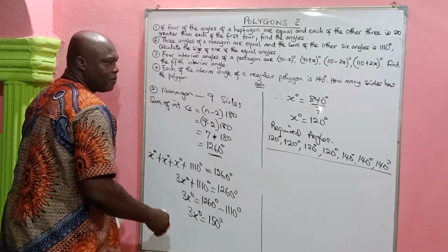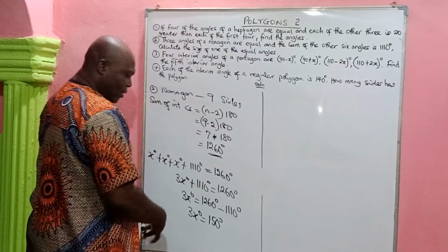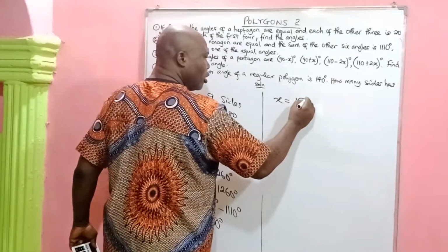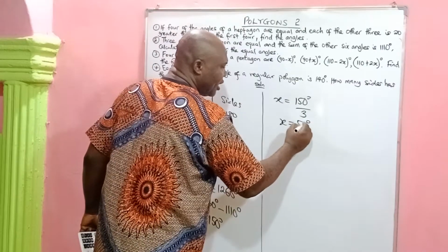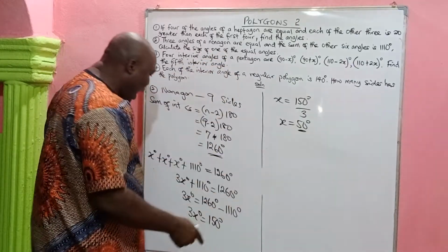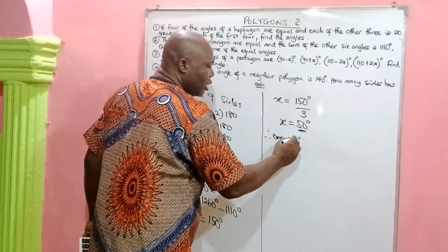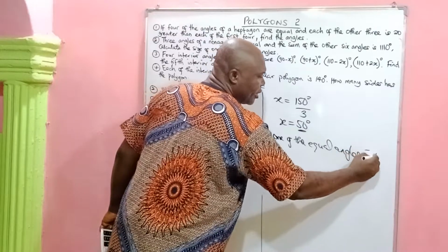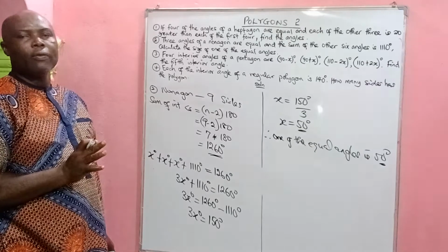So we want to find the value of x. We can now say therefore x will be 150 degrees divided by 3, and that gives us x to be 50 degrees. It therefore means that, since they say we should calculate the size of one of the equal angles, one of the equal angles, which is x, is 50 degrees. It's that simple. So we are through with the second one for the nonagon.